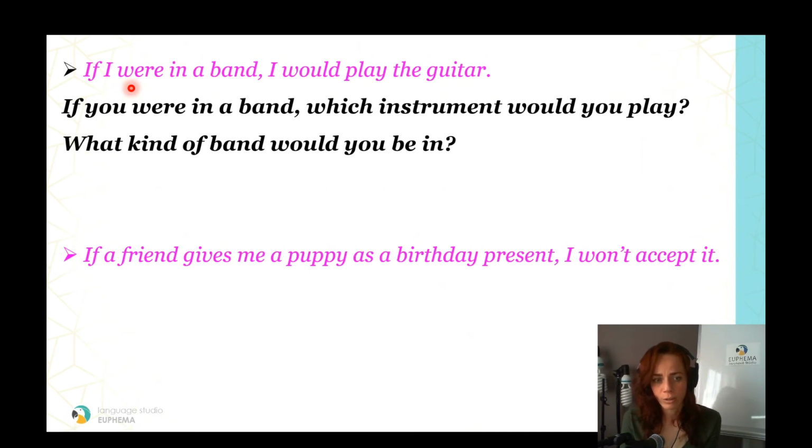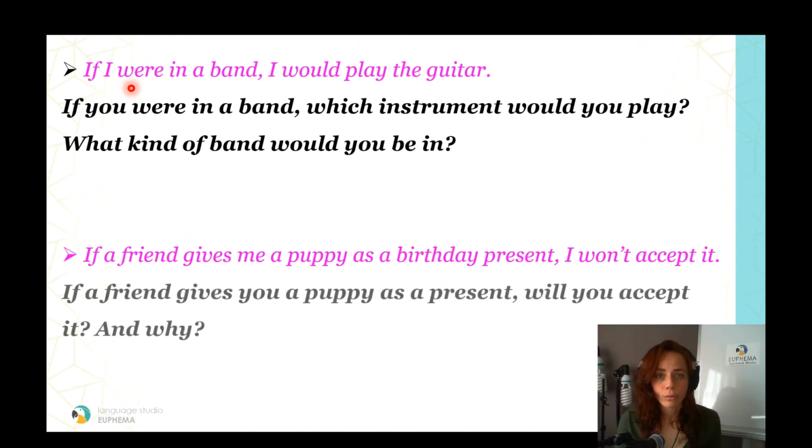I consider it a torture for the animal to be in such a small, tiny space as an apartment. Well, question for you. If a friend gives you a puppy as a present, will you accept it? And why or why not? Please answer.